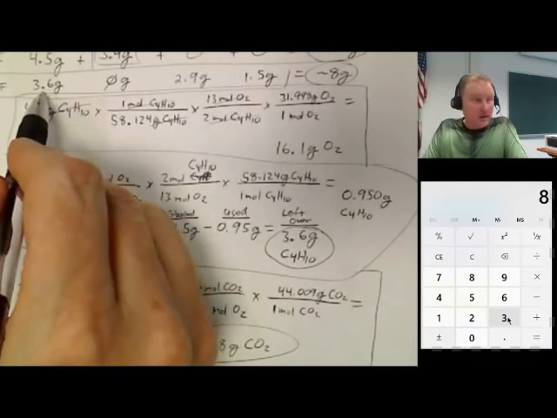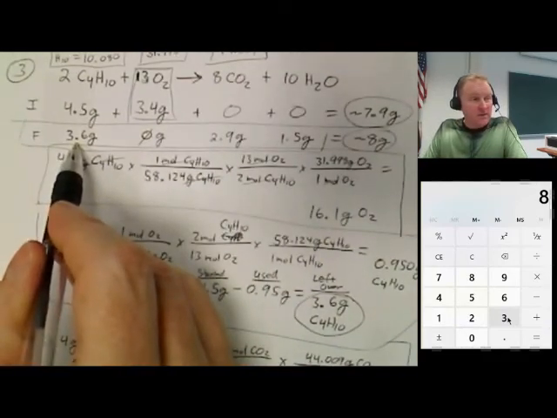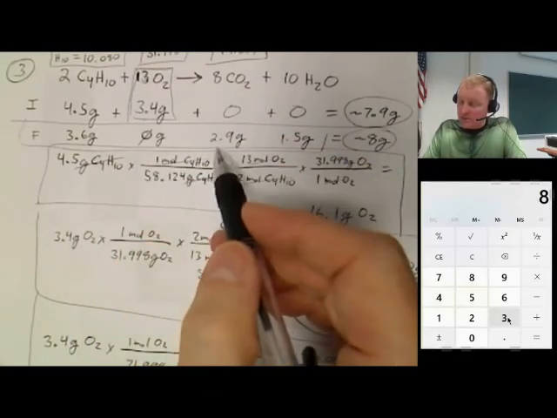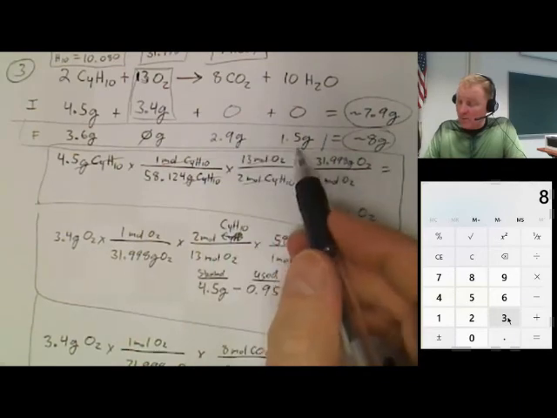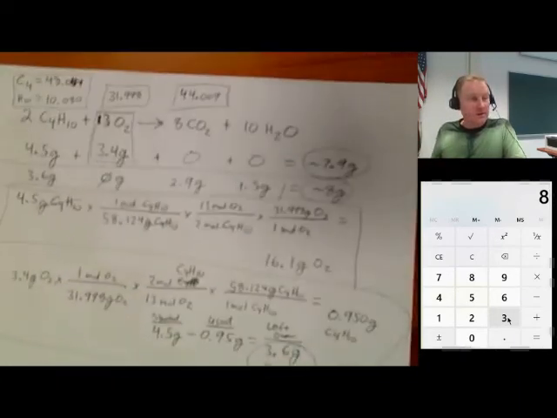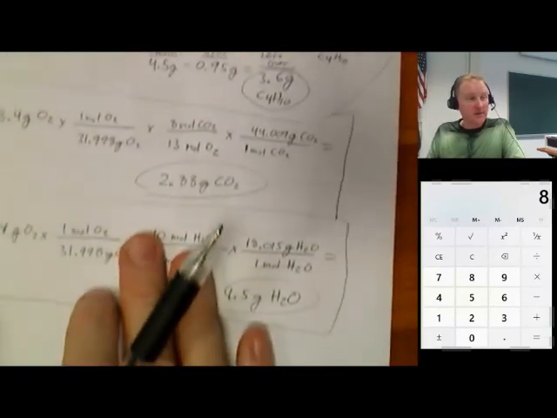So these are our final values right here. We have 3.6 grams of butane. We've got no oxygen. We've got 2.9 grams of carbon dioxide and 1.5 grams of water. But there's still one more thing we have to do. And look at all the work that we did for this question. It's filling up a whole paper.